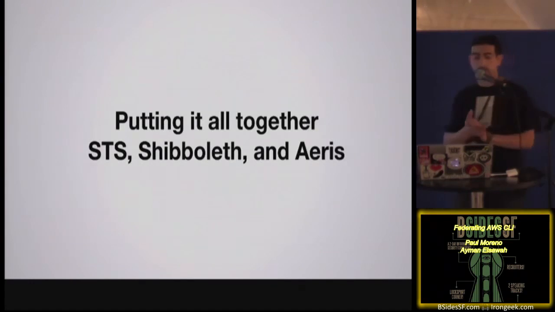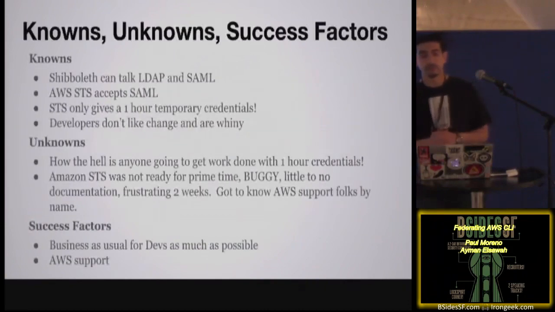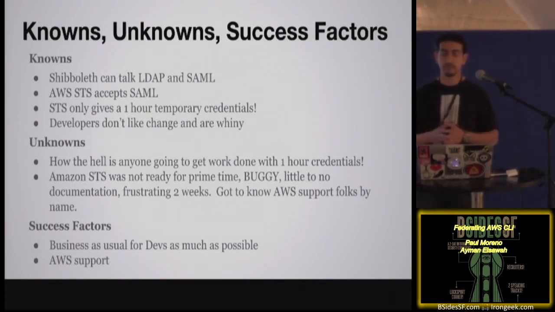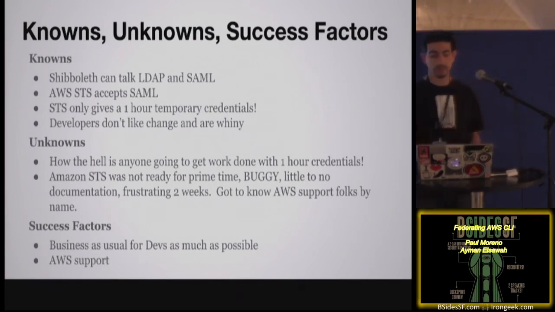Okay, so now we have Shibboleth and STS, and out of that, Eris was born. So putting it all together. Coming into the project, first of all, we want to establish what are our knowns, unknowns, and what are some success factors. Some of our knowns: we knew that Shibboleth can talk both LDAP and SAML. Okay, great. STS also talked SAML. Okay, another good thing. Also, however, we did find out, unfortunately, that STS only supports 1 hour temporary credential tokens. Okay, that's fine, but at least we know that ahead of time.